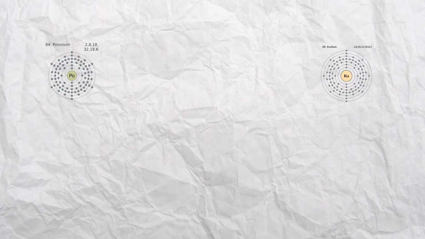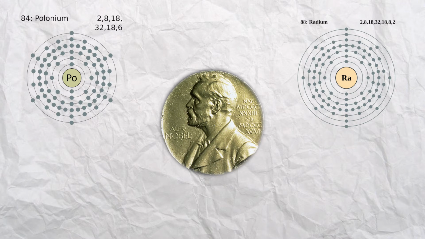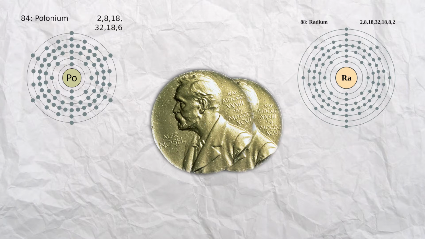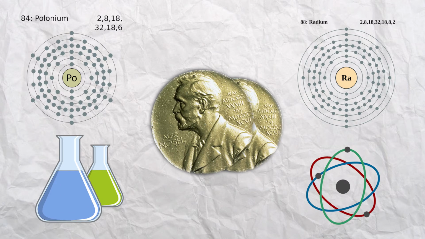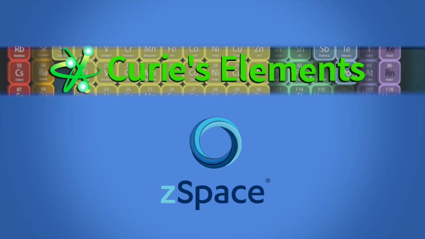Marie Curie was a very important person in the development of modern science. She discovered elements, became the first woman to win the Nobel Prize, and remains the only woman to receive 2 Nobel Prizes for her work in both chemistry and physics. With Curie's Elements for zSpace, now we can explore chemistry while discovering elements.